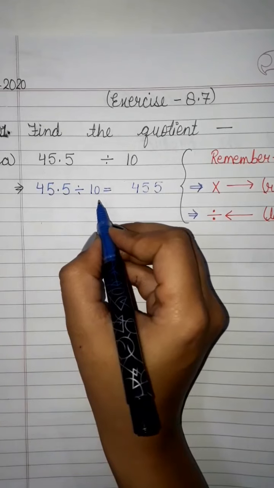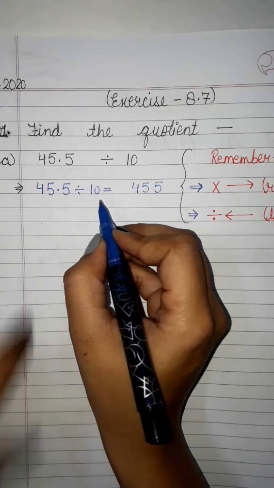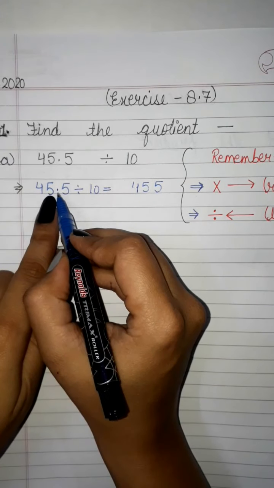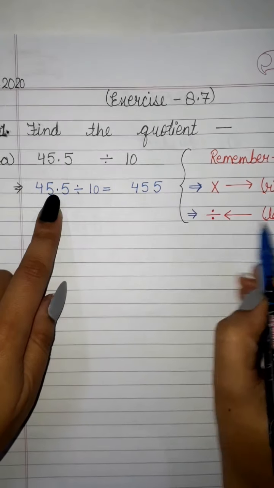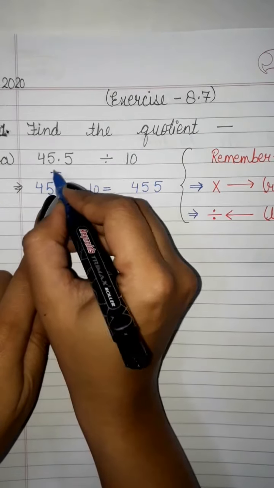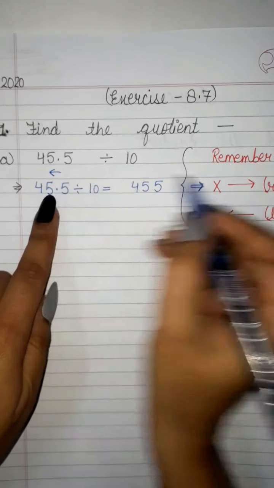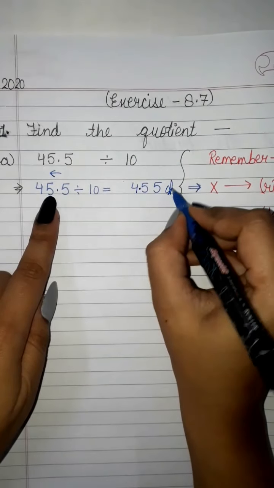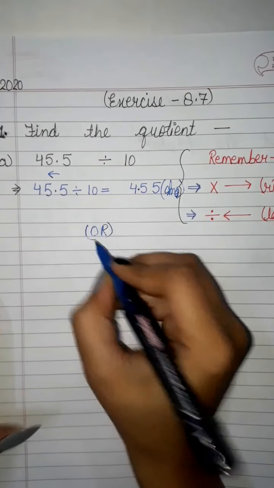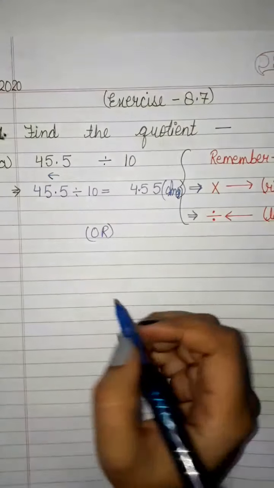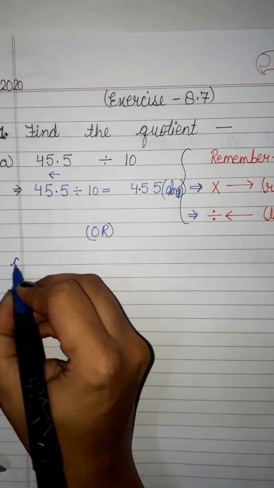Now see how many zeros are there? 1. And earlier the decimal was behind this first 5. So it will take a jump toward the left side. This is the left side, this side. So it will move one step. So this is the answer. Or you can do it by solving.